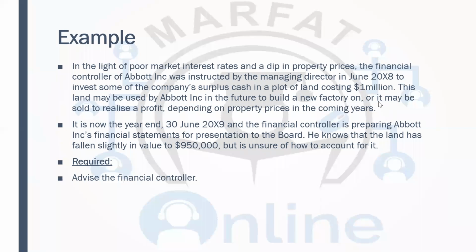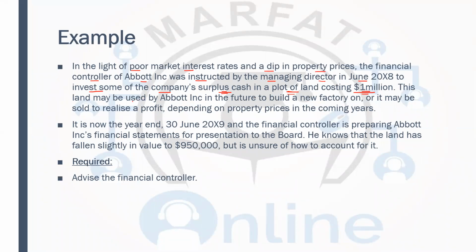Okay, now we have another example. In the light of the poor market interest rates and the dip in the property prices, the financial controller of Abbott Incorporated was instructed by the managing director in June 2008 to invest some of the company's surplus cash in a plot of land costing 1 million. So they were having surplus cash, so they decided to buy a piece of land, and that cost them $1 million.